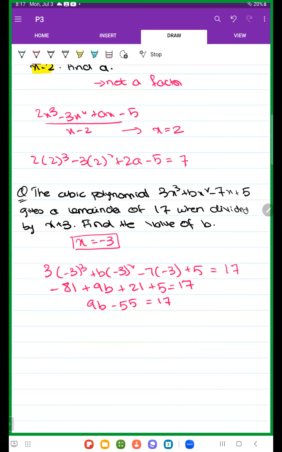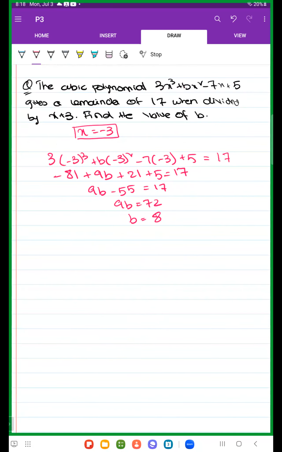17 plus 55 will give me what? 72. 72 divided by 9. Did you make a calculation error? Yes, b is 8. Okay, got it. All right. We'll be practicing different questions for this today, okay?